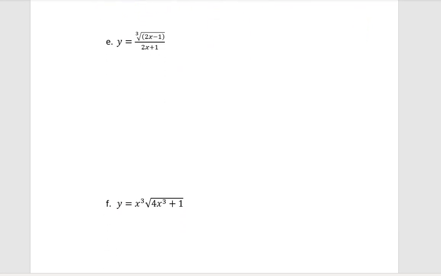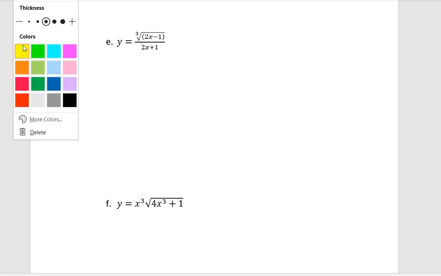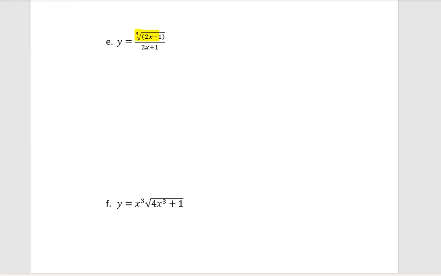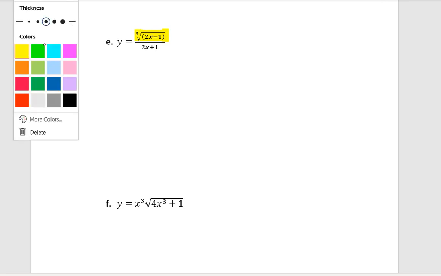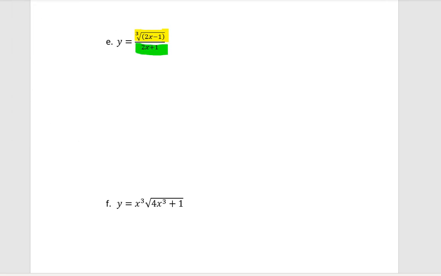Alright, these next two are going to be mixing a couple more rules together. So first off, I notice that I have a top and I have a bottom. So I'm going to have to use the quotient rule on this guy. So y prime is going to be the bottom times the derivative of the top.